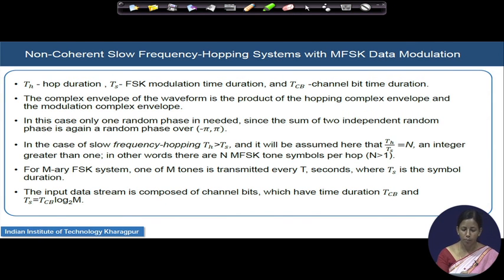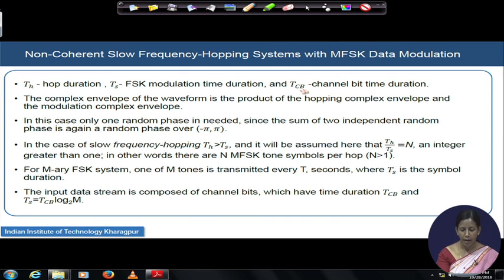So, TH was our hop duration, TS is the frequency modulation time duration, and this is the channel bit time duration. We have already seen in the last slide that the simplified form of the transmitted data symbol will be a combination of this TH and TS. Remember, there is a nice relation between TH and TS. If it is slow frequency hopping, we will get an integer number if I divide TH by TS, and this basically tells how many MFSK symbols you are transmitting per hop.